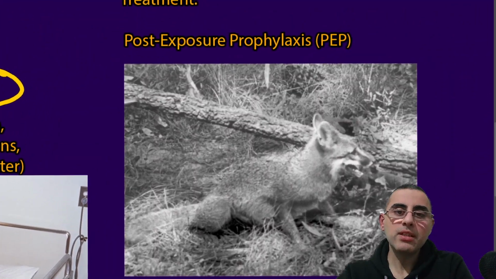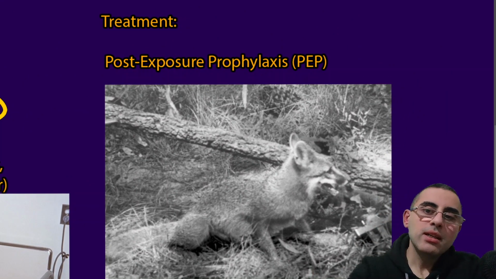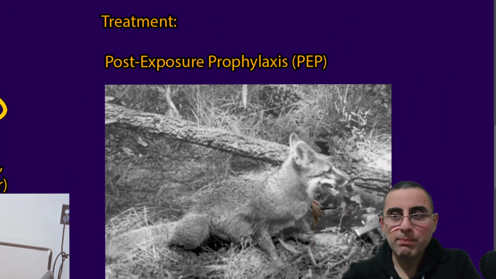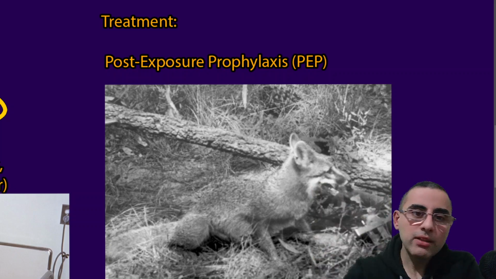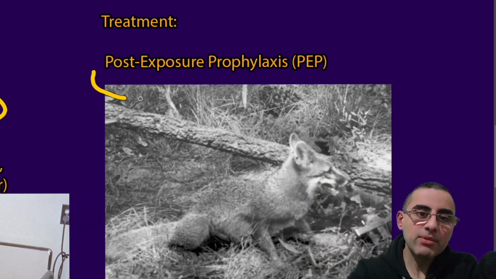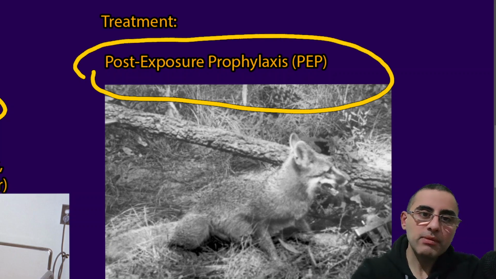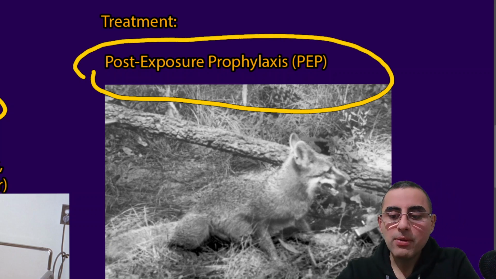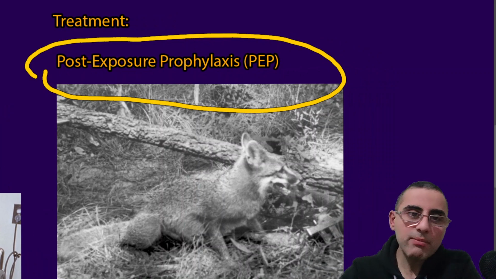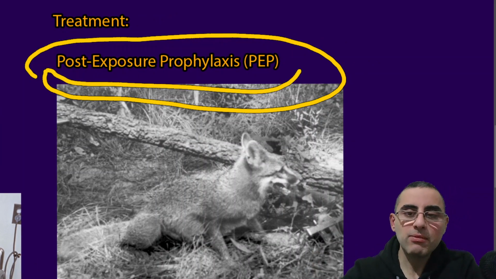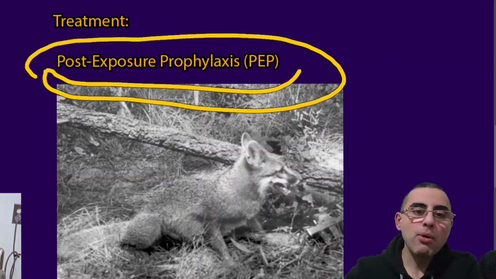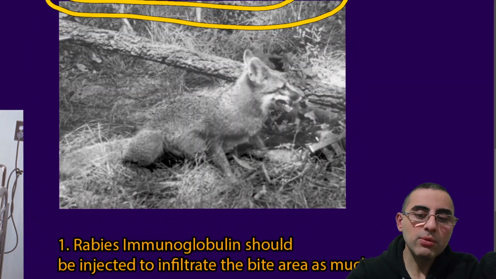And what is our action plan? If a person is bitten by a dog or other mammals, and if we have some suspicion that this animal is infected with rabies, we need post-exposure prophylaxis, which is called PEP. Post-exposure prophylaxis, what does it mean?